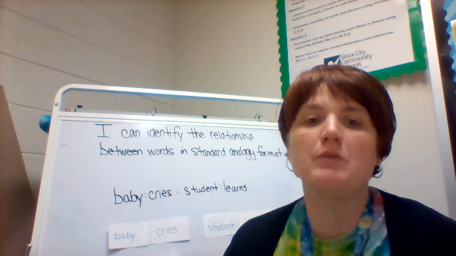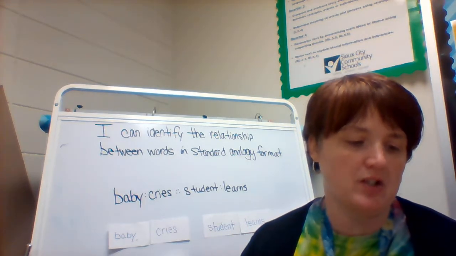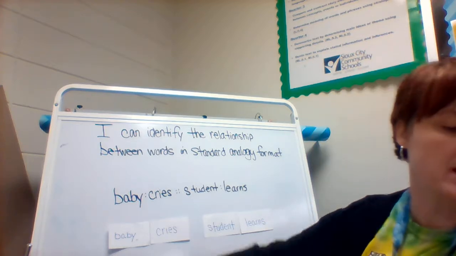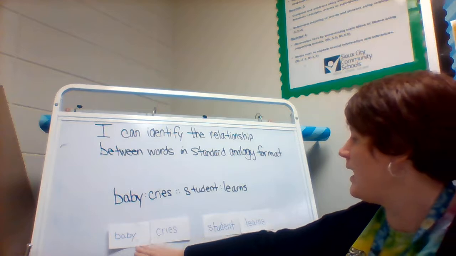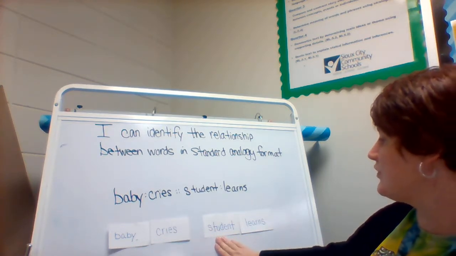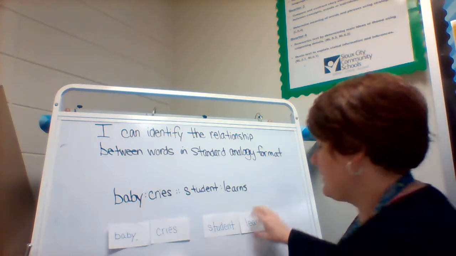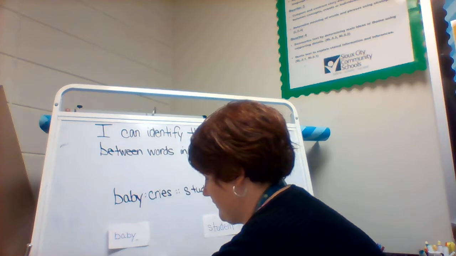So I'm going to continue with some more words here, and we're going to see if we can determine the relationship. Because again, the relationship is a person with what the person does. So a baby, and what they do is they cry. Here the person is a student, and what they do is learn. So let's switch up our words here.